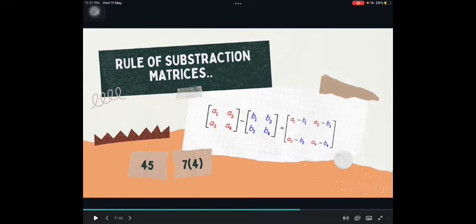So next is the rule of subtract matrix. So it's always the same, just like before. A1, A2, A3 and A4 minus B1, B2, B3 and B4 equals A1 minus B1, A2 minus B2, A3 minus B3, A4 minus B4.